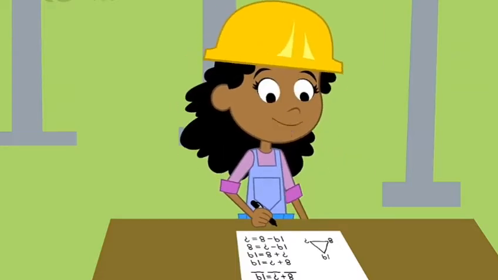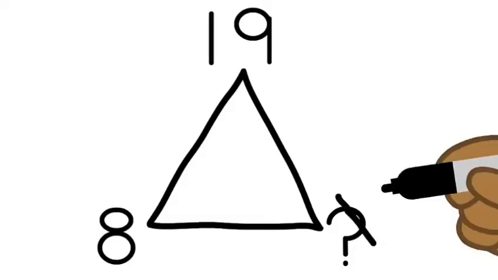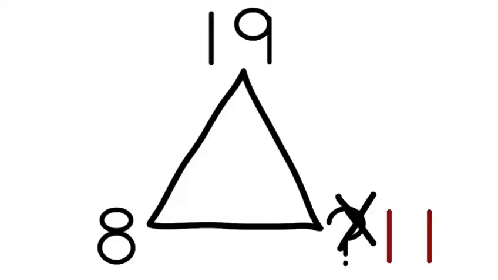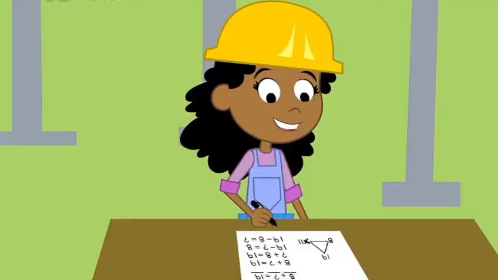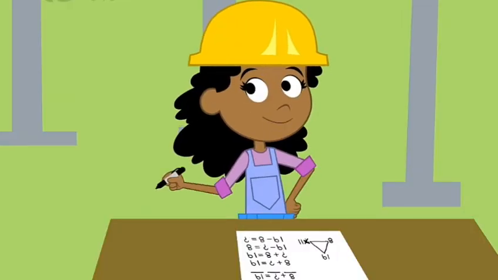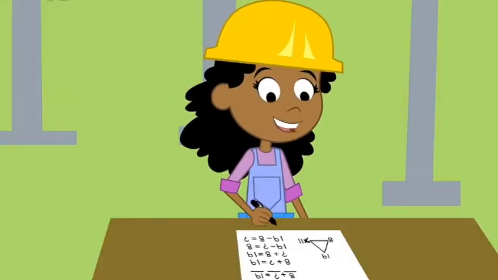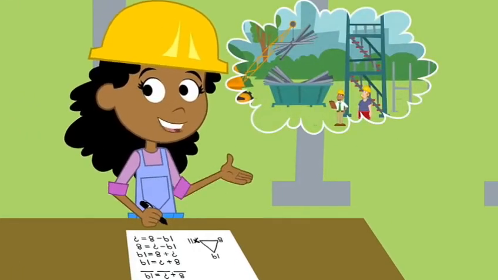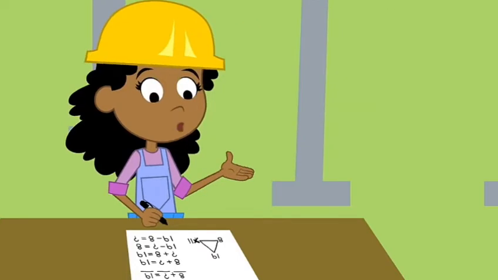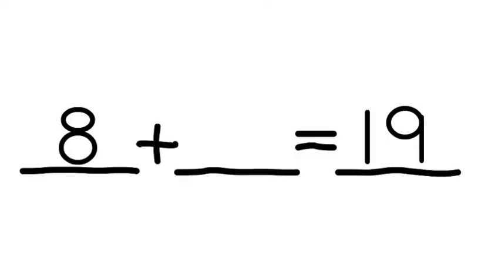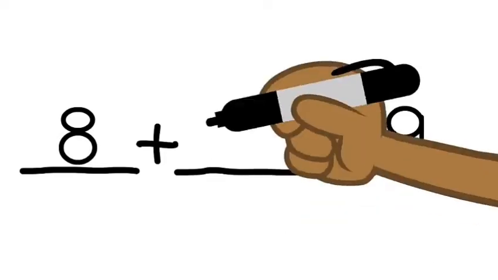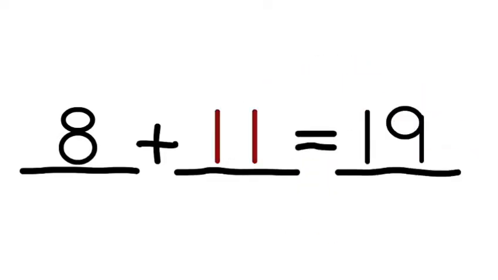19 minus 8 equals 11. The missing number in our number family is 11. And that means the crane delivered 11 beams. You're sure about that? Let's check. You started with 8 beams this morning, and that crane just dropped some more in the bin for a total of 19 beams. To check your answer, you put the missing number in the first number sentence. Does 8 plus 11 equal 19? Yes, we have the right answer.